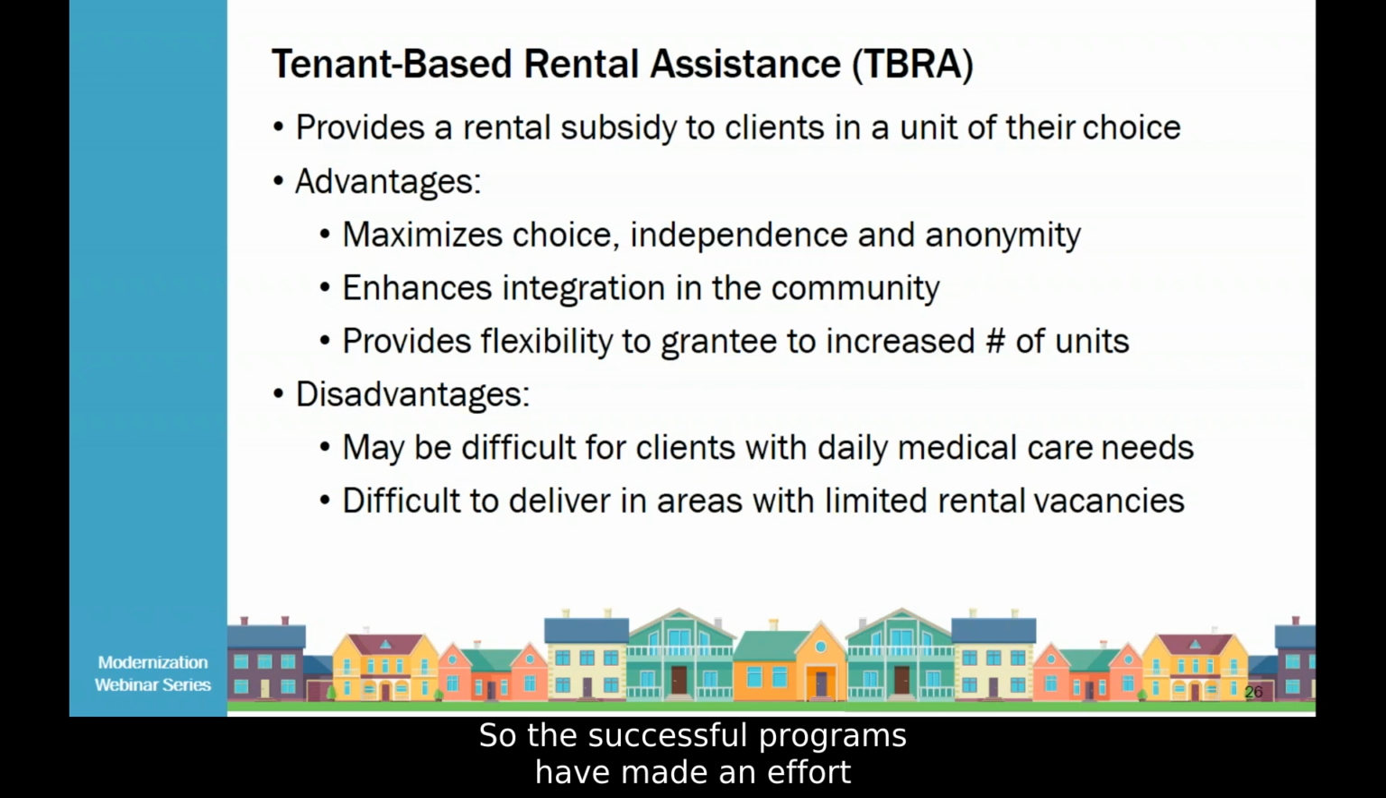So it's really, the successful programs have made an effort to really woo landlords. This might be an opportunity to combine PBRA with permanent housing placement resources to really perhaps provide security deposits, say, so that people with the PBRA can actually access those units in that tight housing market.